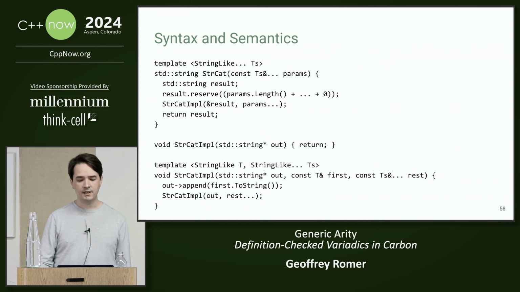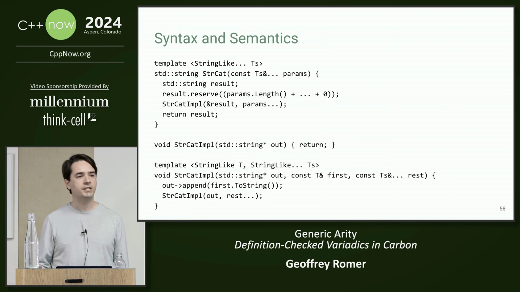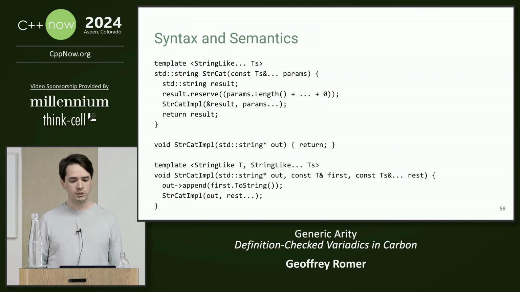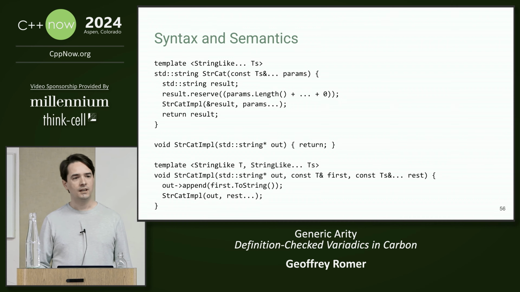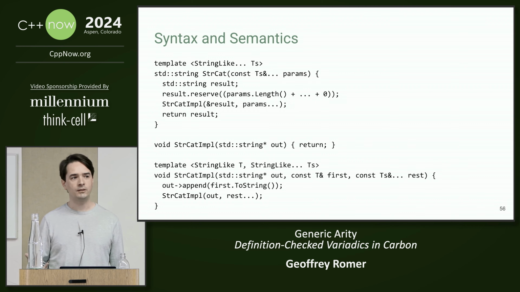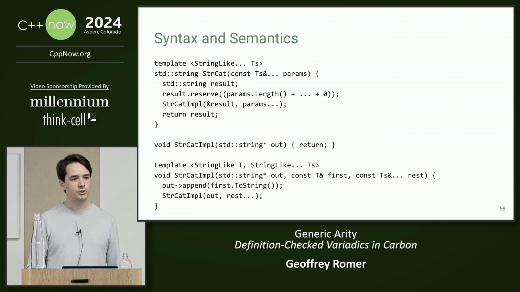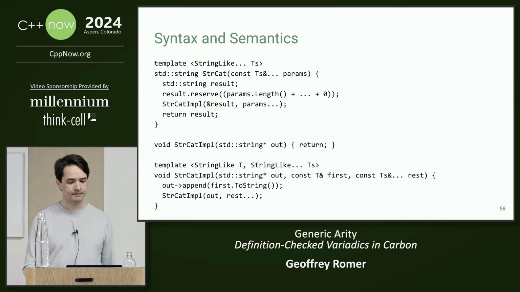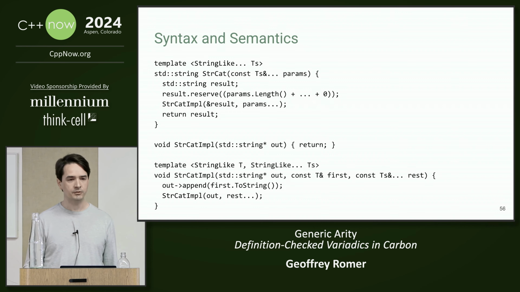For comparison, here's an example of how something like strcat is often written in C++. And I particularly want to focus on strcat impl, which splits the parameters into first and rest, appends the first to the output, and then recurses on the rest. So if you call this with 10 arguments, you instantiate strcat impl with 10 parameters, and then you instantiate it again with 9 parameters, and then again with 8 parameters, and so on. So compiling this takes quadratic time. It could even be quadratic at runtime because it needs to pass a quadratic number of parameters.